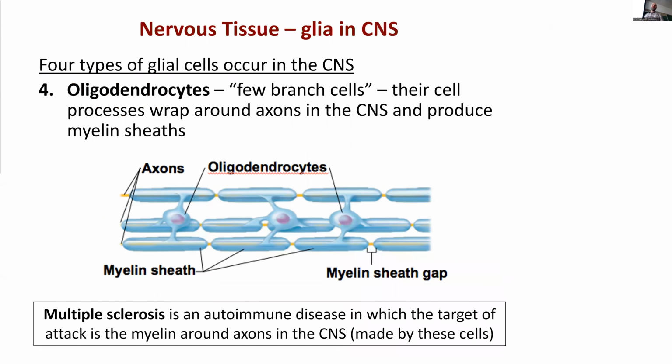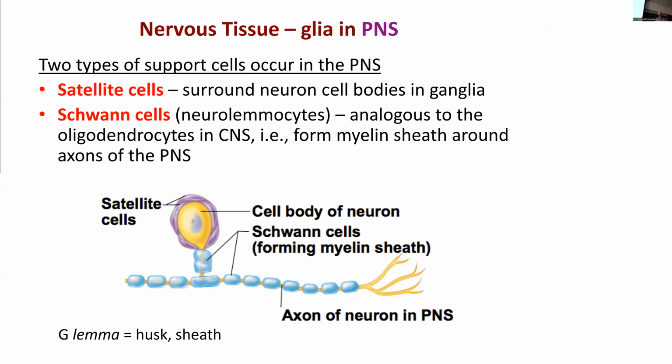Okay, let's transition now. I want to talk about the two types of support cells in the peripheral nervous system, and these are satellite cells and Schwann cells.